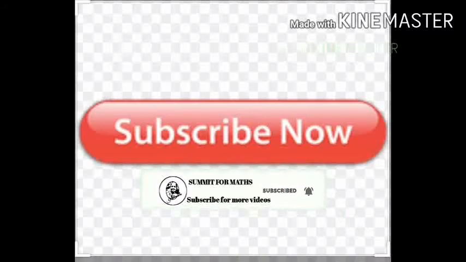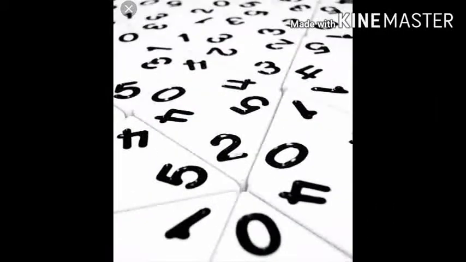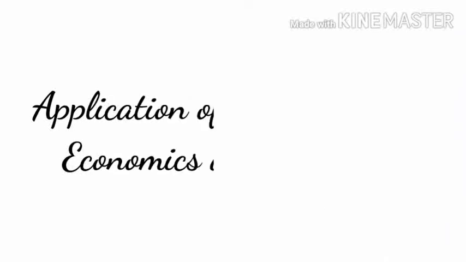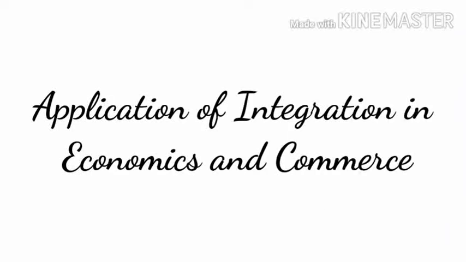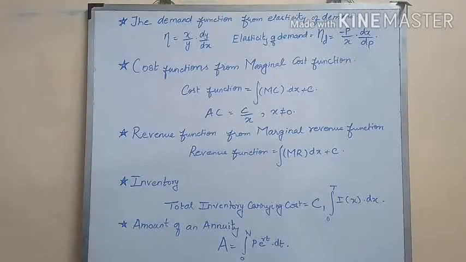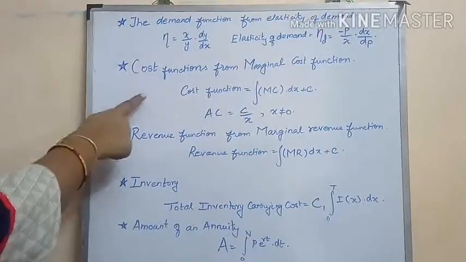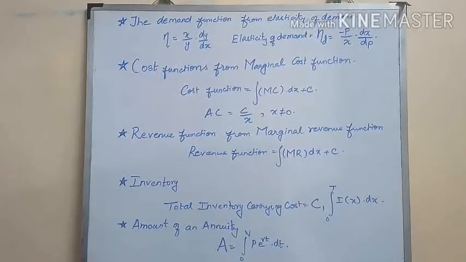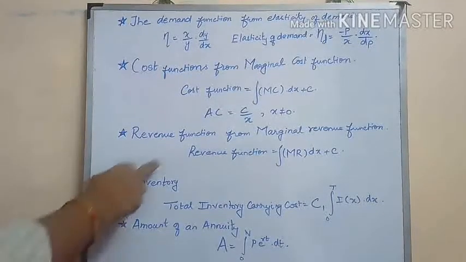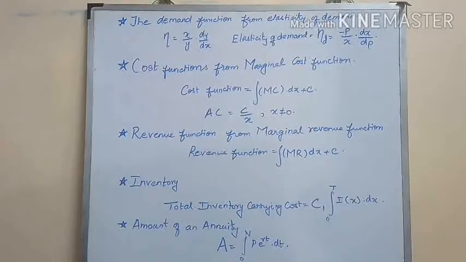Let's get started. In today's session, we are going to see about application of integration in economics and commerce. Integration helps us to find out the total cost function and total revenue function from the marginal cost and marginal revenue. It also helps us to find out the demand function from elasticity of demand, total inventory carrying cost from the inventory on hand and the unit holding cost. Also find out the amount of an annuity using integration.